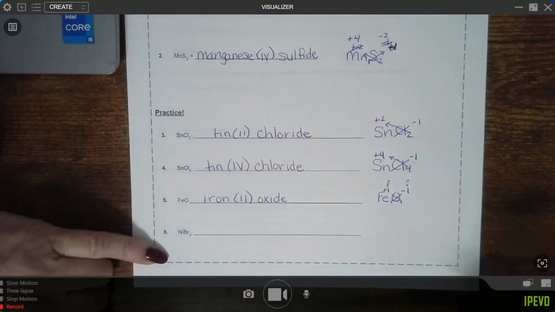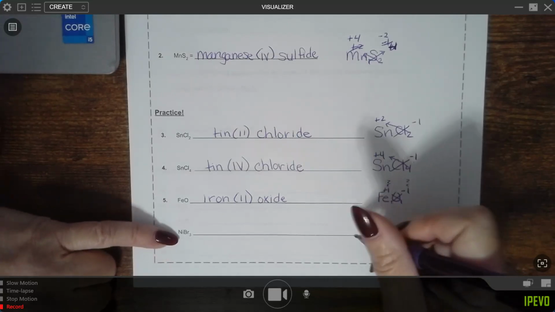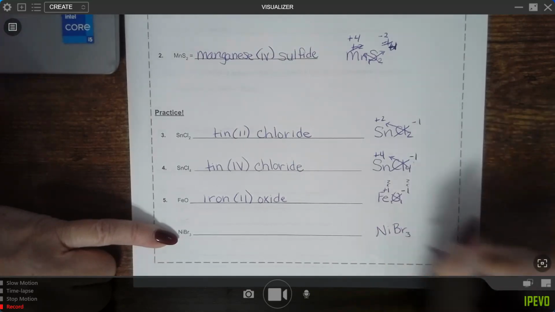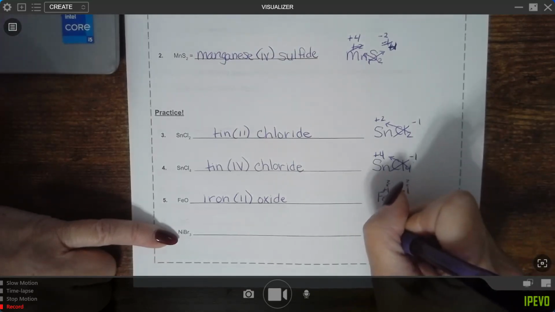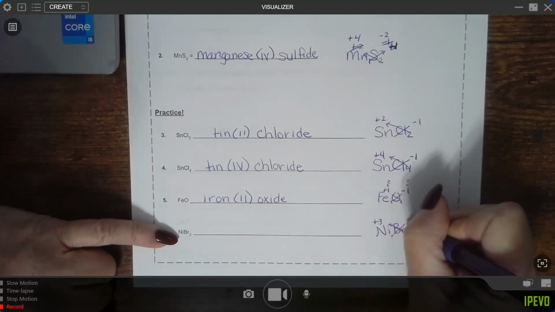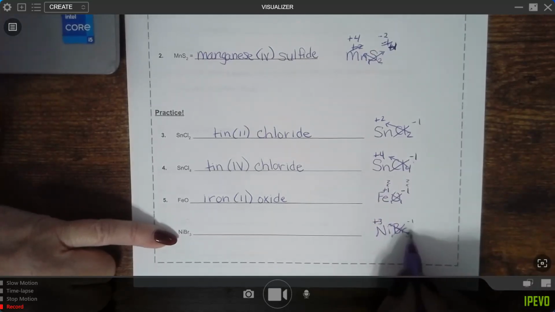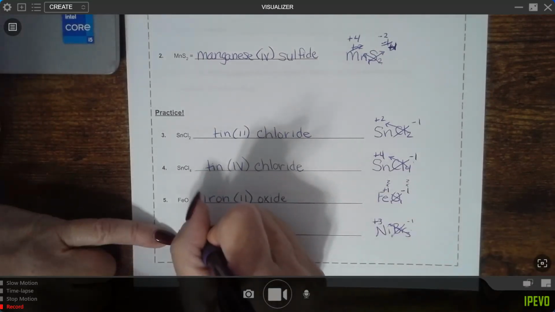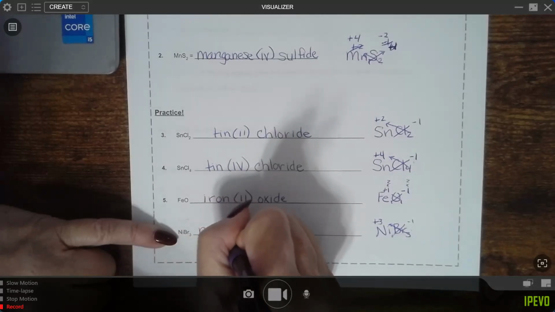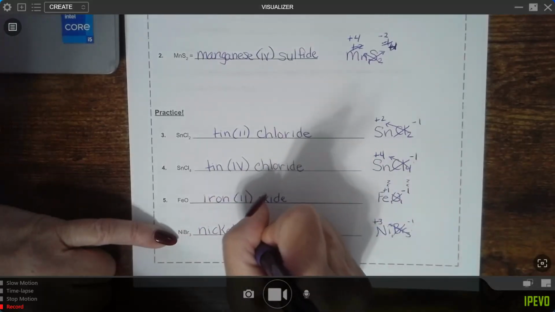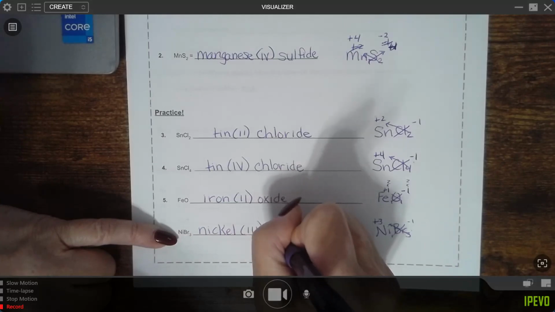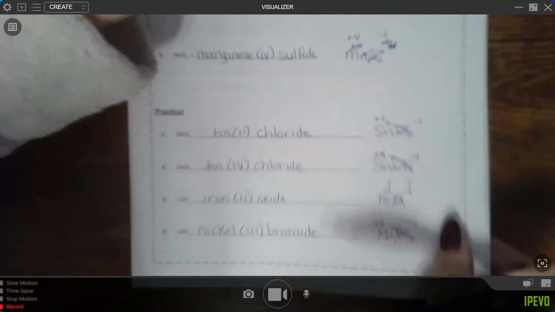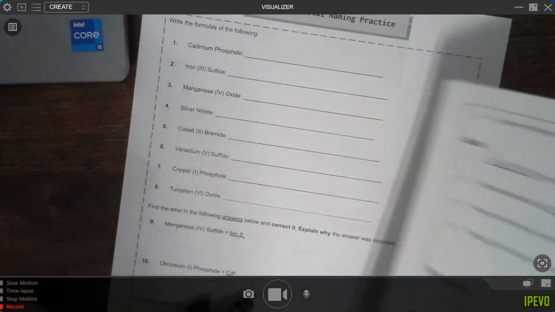All right, one more. Nickel bromide. So we've got NiBr3. If we reverse crisscross, we find that nickel's plus 3 if bromine is minus 1, and it is. So this is going to be nickel 3 bromide.